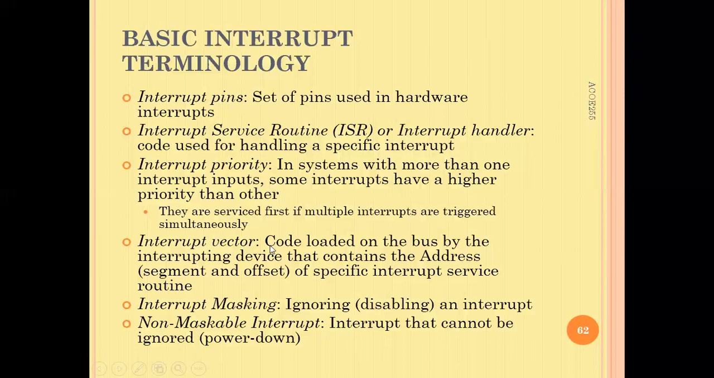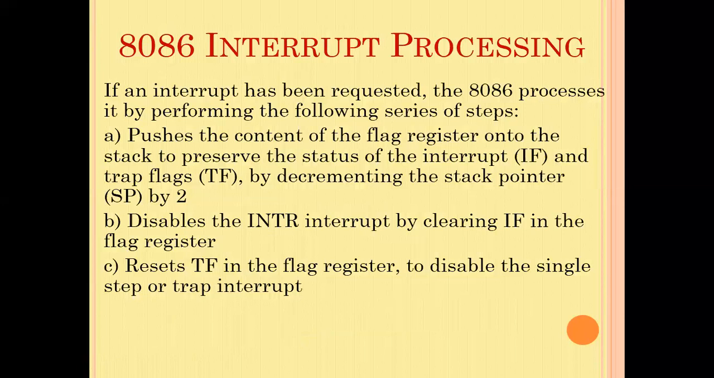Interrupt vector table: the interrupt vector table, which is available in the memory, contains the address of the ISR. And then interrupt masking. All interrupts may not need to be serviced. Some are maskable and some are non-maskable. Those which are maskable, we call interrupt masking. Maskable means it need not be executed. And a non-maskable interrupt should not be ignored when it occurs. It is called a non-maskable interrupt.